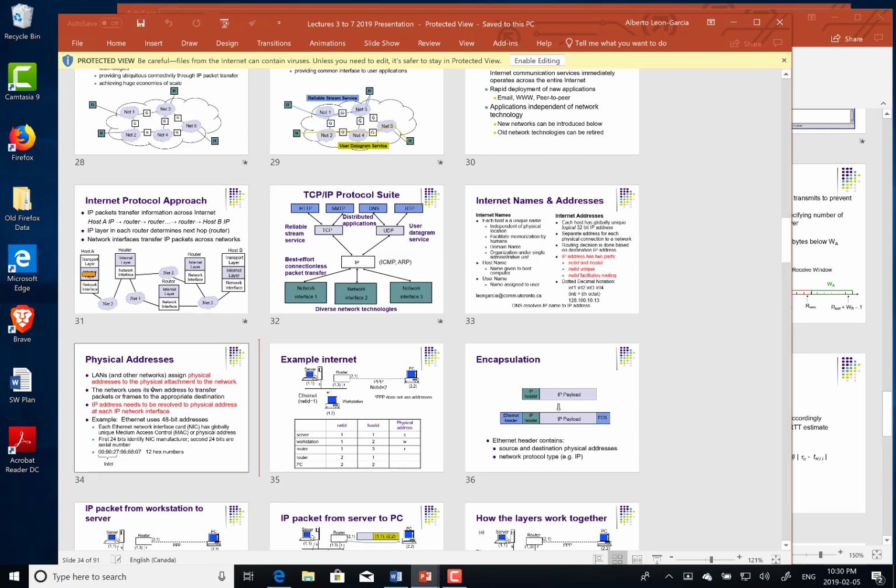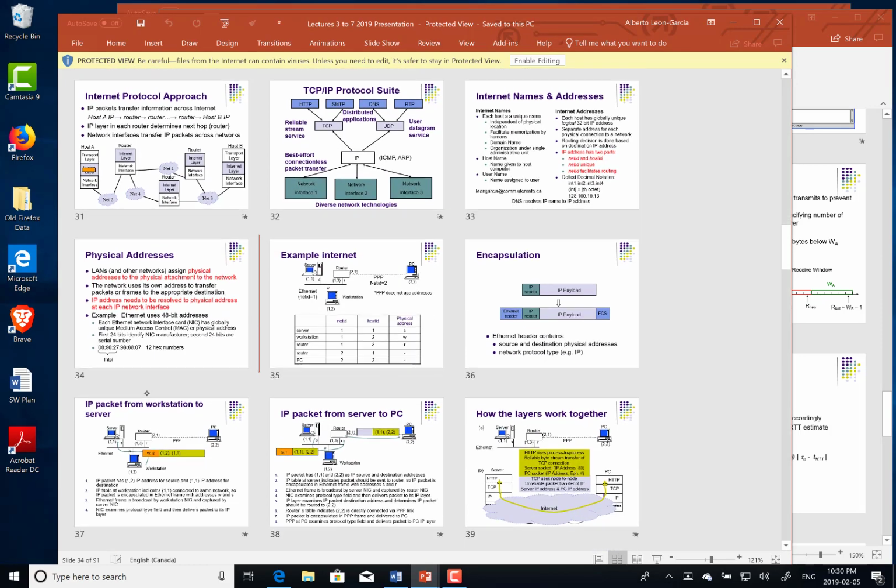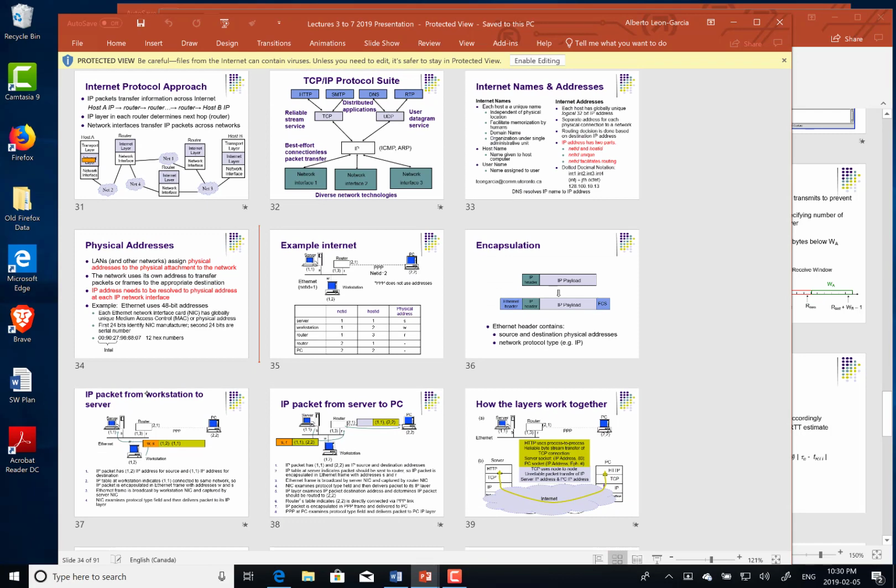And so for that, you need the MAC address or physical address, which is 48 bits. If the network is an Ethernet network, you use Ethernet addressing. If it's Wi-Fi, you use Wi-Fi addressing, and so forth.